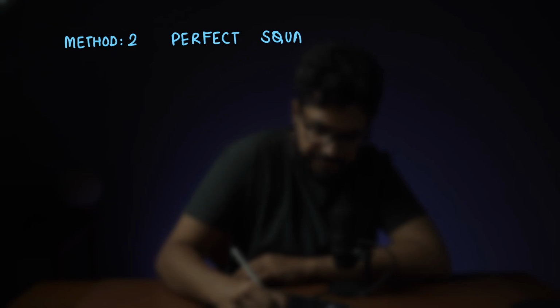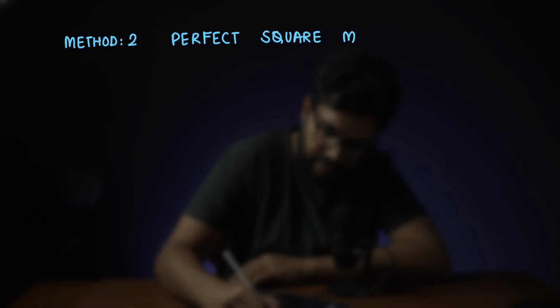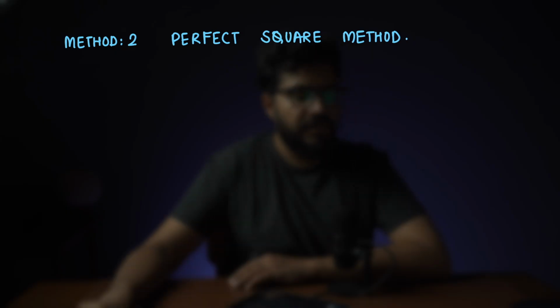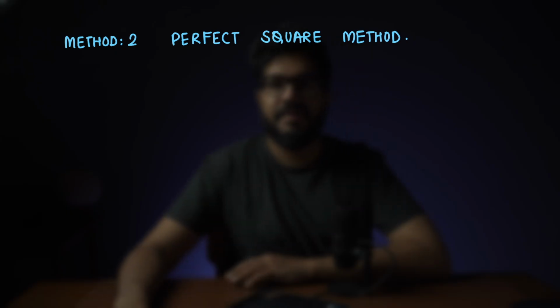When factorization doesn't give you clean whole numbers, this is your signal to move to the second method, that is perfect square method. So our second method, method 2, perfect square. So this is the method Cambridge tests directly.